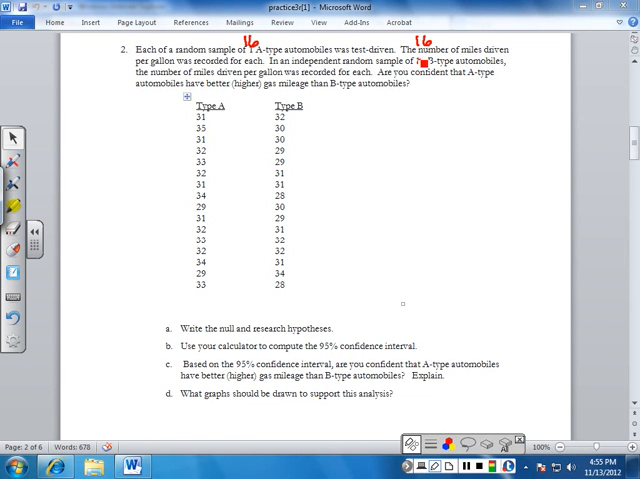So we have two types of cars here, and we just want to know if we can be confident type A has higher gas mileage than type B. If we were writing this as a hypothesis, as asked in Part A, HA would be mu A greater than mu B. H0 would be mu A equal to mu B.